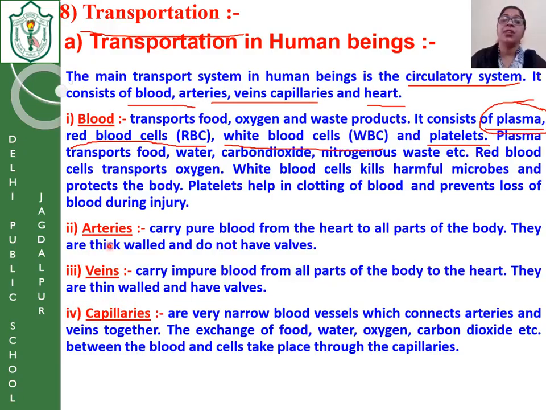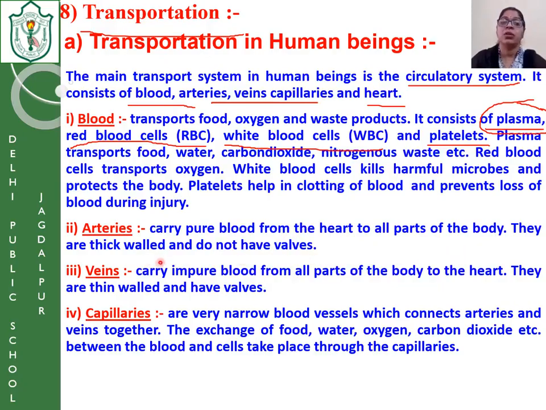Remember, arteries always carry blood from the heart to the body parts, and generally they carry the pure blood. What is the meaning of pure blood? The blood which is enriched with oxygen, the blood which is coming from the lungs filled with oxygen. Arteries always carry the blood from the heart to the different body parts, because when the oxygen rich blood comes to the heart, the heart pumps it and sends it to the different body cells.